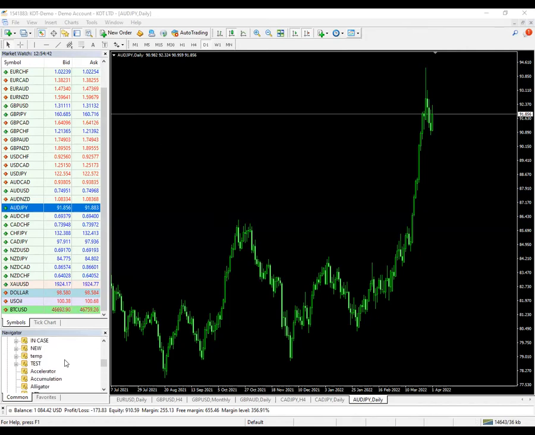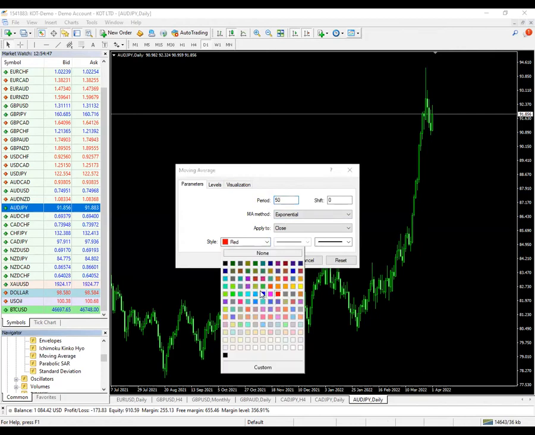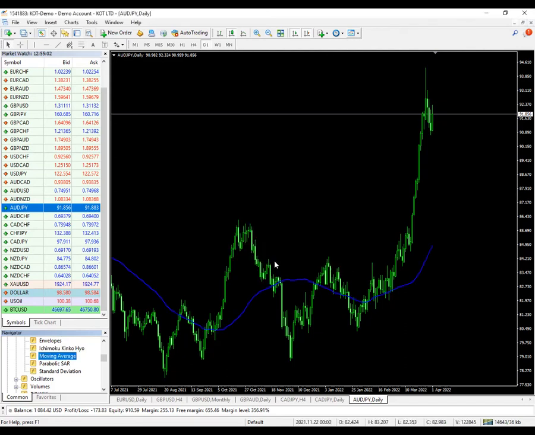So let's look for moving average, which is under trends. You go to trends, moving averages here. Let's use 50. And then let's give it a blue color. That one is simple moving average. Okay, so this is our simple moving average.